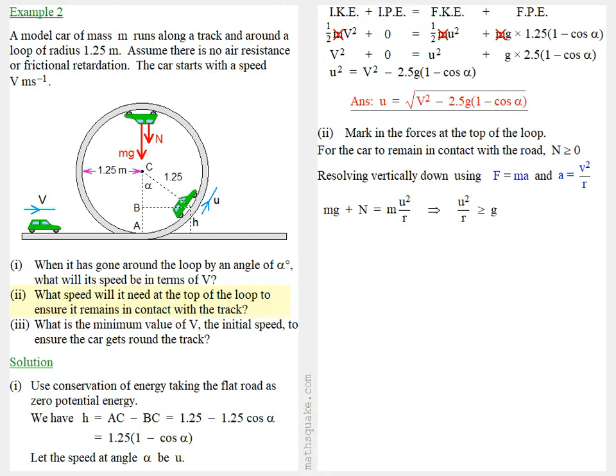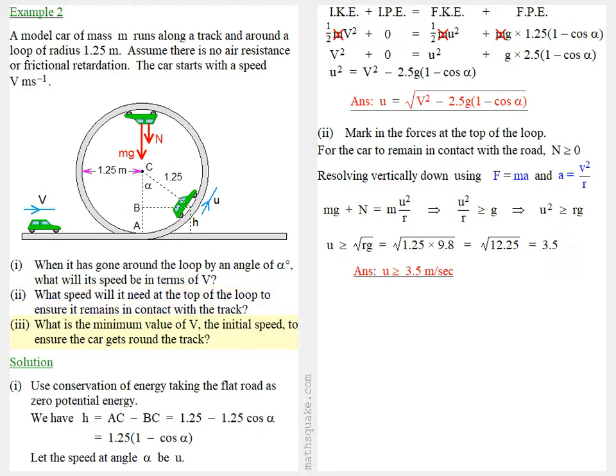But we know n must be greater or equal to 0. Now that means mu squared over r has to be greater or equal to mg, or u squared over r has to be greater or equal to g. So u squared has to be greater or equal to rg, which means u is greater or equal to the square root of rg, which is the square root of 1.25 times 9.8, or the square root of 12.25, which is equal to 3.5. And so we have, for the car to remain in contact with the road at the top of the loop, u must be greater or equal to 3.5 meters per second.